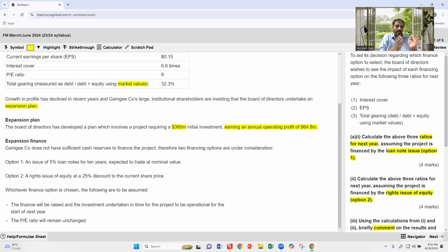If the examiner mentioned that annual profit will increase by 64.8 million, then with either finance the operating profit will increase by 64.8 million, because operating profit is irrespective of where you arrange the finance, either debt or equity. Okay.